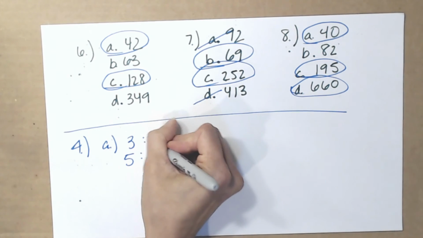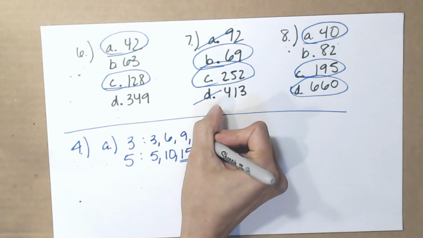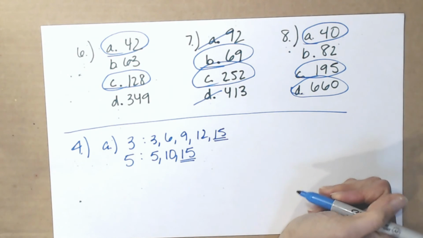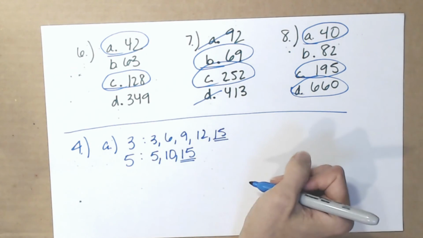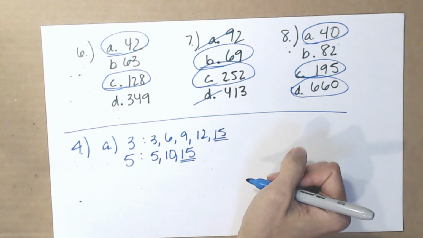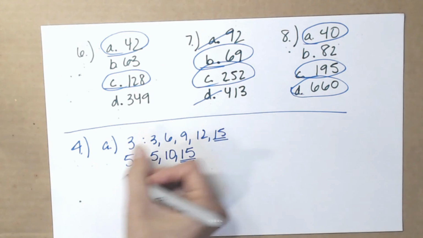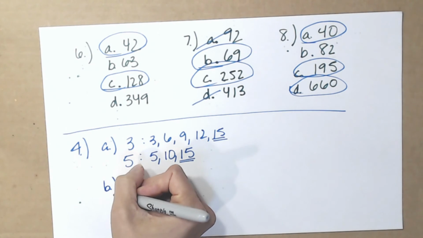I could have also listed out my 3s and gotten to 15. But when I do this, I like to take my larger number, just start counting until I get to a number that I know is also a multiple of my smaller number. So that answer is 15.